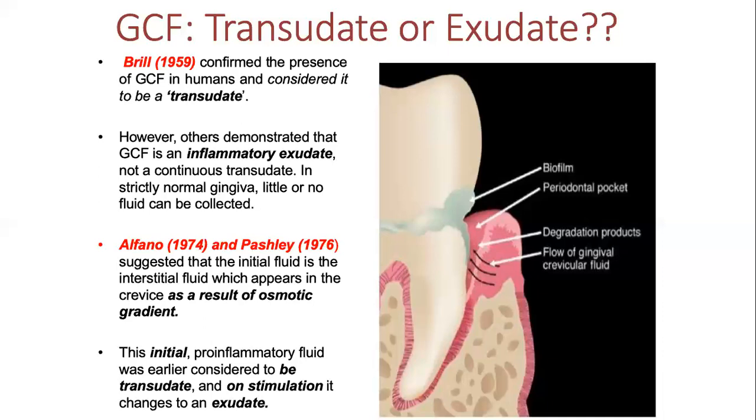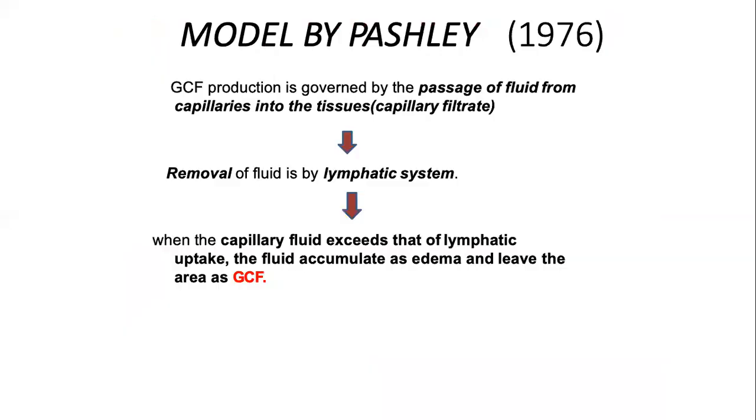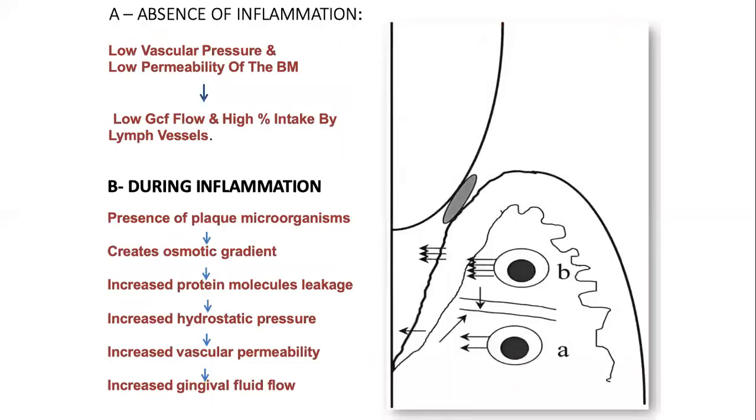This initial pro-inflammatory fluid was earlier considered to be transudate, and on stimulation, it changes into exudate. So if we talk about Pashley's model, Pashley suggested that GCF production is governed by the passage of interstitial fluid from the capillaries to the tissues to the lymphatic system. These are the capillaries, this is the lymphatic system.